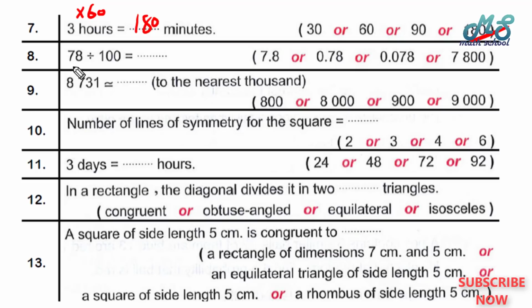Number 8 متكررة 78 divided by 100. Insert the decimal point after 2 digits from the right. So we get 0.78.